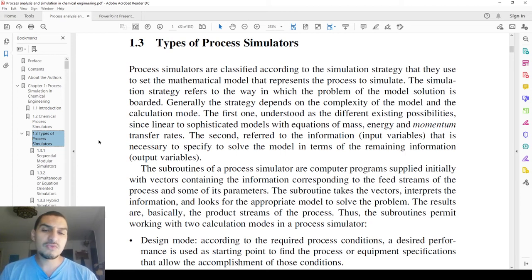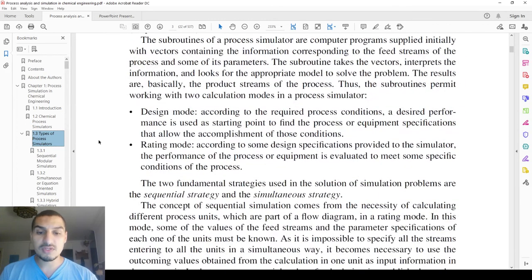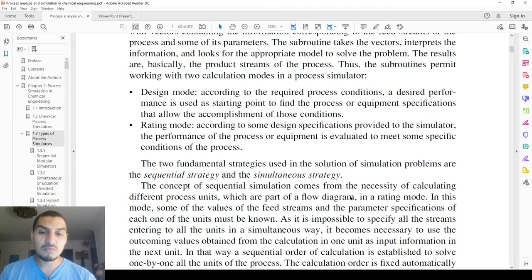And it's important for us to know how the software deals with it. The software can do the solution using one of two techniques or strategies. The two strategies are called the sequential strategy and the simultaneous strategy. These are the two main ways the software deals with the flow sheets that it solves. The sequential strategy is exactly what we mentioned a few seconds ago. It is how we do the solutions by hand.